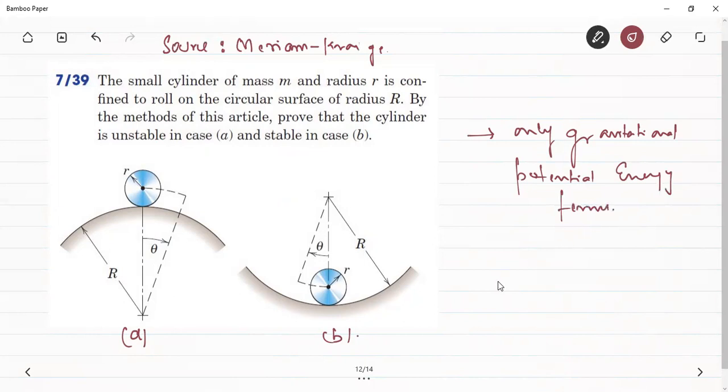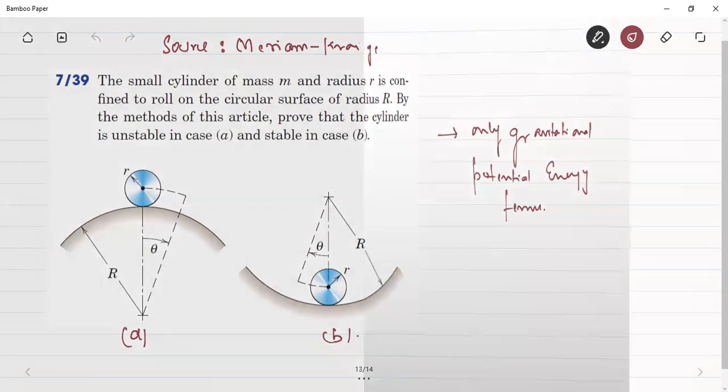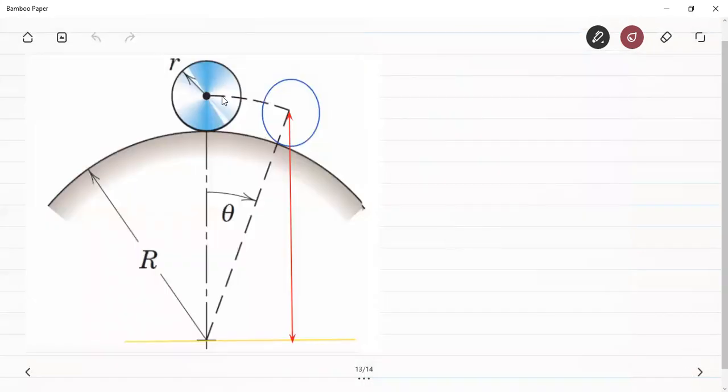Because there isn't any elastic member. Okay. Let's take the first case. And we know that it is in the unstable equilibrium. We just had to prove it. Therefore, we are actually giving it a smaller angular displacement. It is rolling over this circular surface whose radius is equal to capital R.